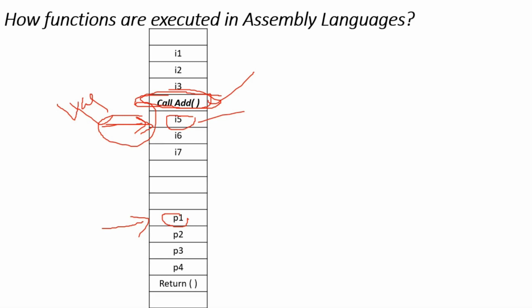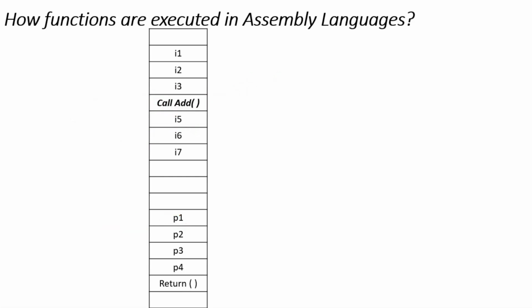So the instruction address after the function call, in our example the instruction address of I5, is called the return address because it is there after the function call. And why is it called the return address? Because when we execute every instruction one by one, the next instruction is not I5. We stop executing in a straight line here. We go to the subroutine after we encounter a function call.